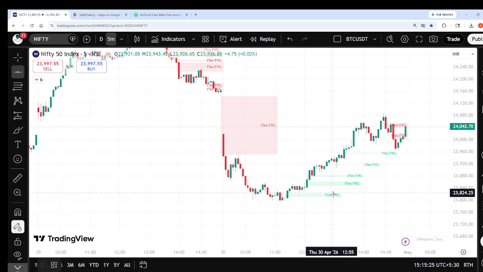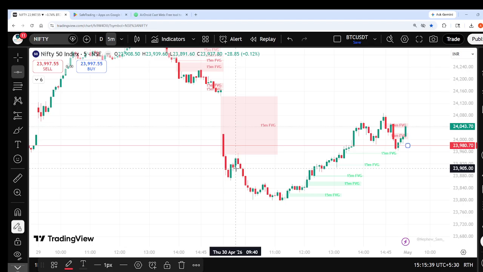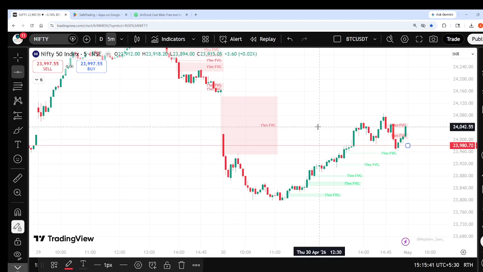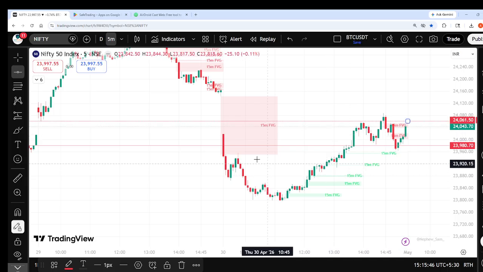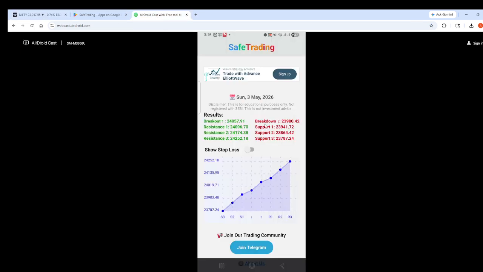My breakdown was below 23980, and my breakout was about 24057, somewhere around this level. So if you see the market open here around 24, these are the levels we have plotted here. As you can see, the breakout about 24057, and the breakdown below 23980.